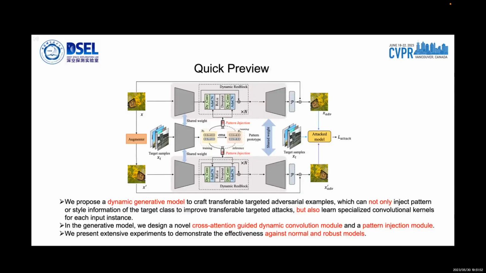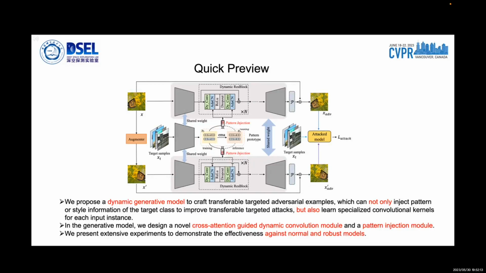In this work, we propose a dynamic generative model to craft transferable targeted adversarial examples, which can not only inject pattern or style information of the target class to improve transferability, but also learn specialized convolutional kernels for each input instance.